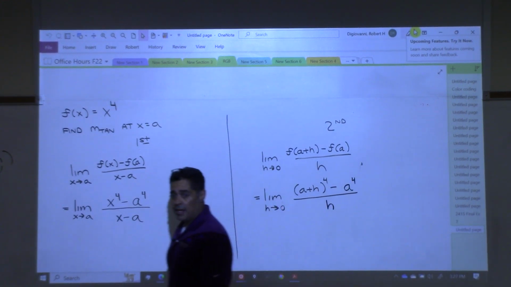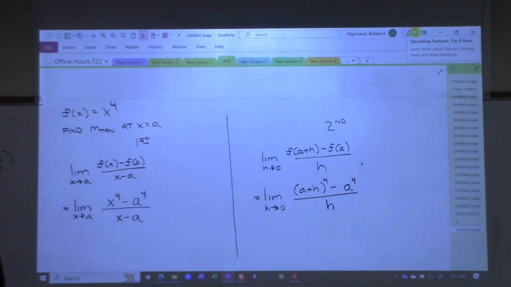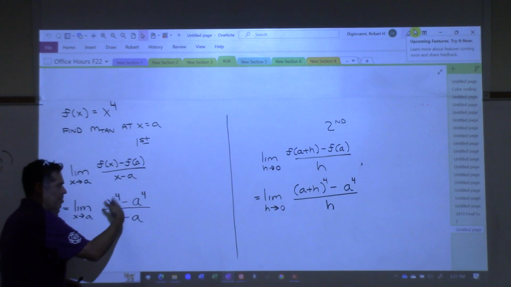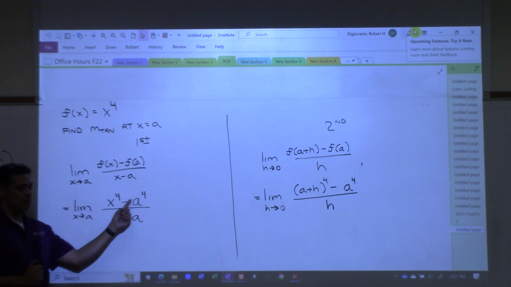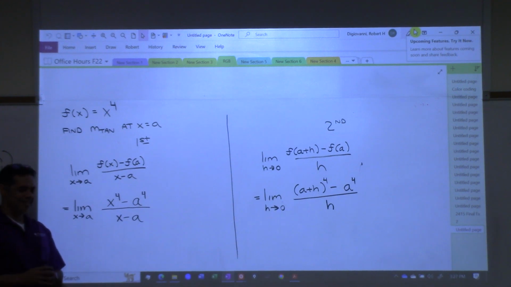All right, now looking at those two side by side and trying to compare which one of those looks nicer to you, who wants to volunteer maybe an approach on this that might work? The difference of fourths. So we have a formula for difference of squares, don't we? We don't have a formula for difference of fourths. But you could actually use the difference of squares formula here.